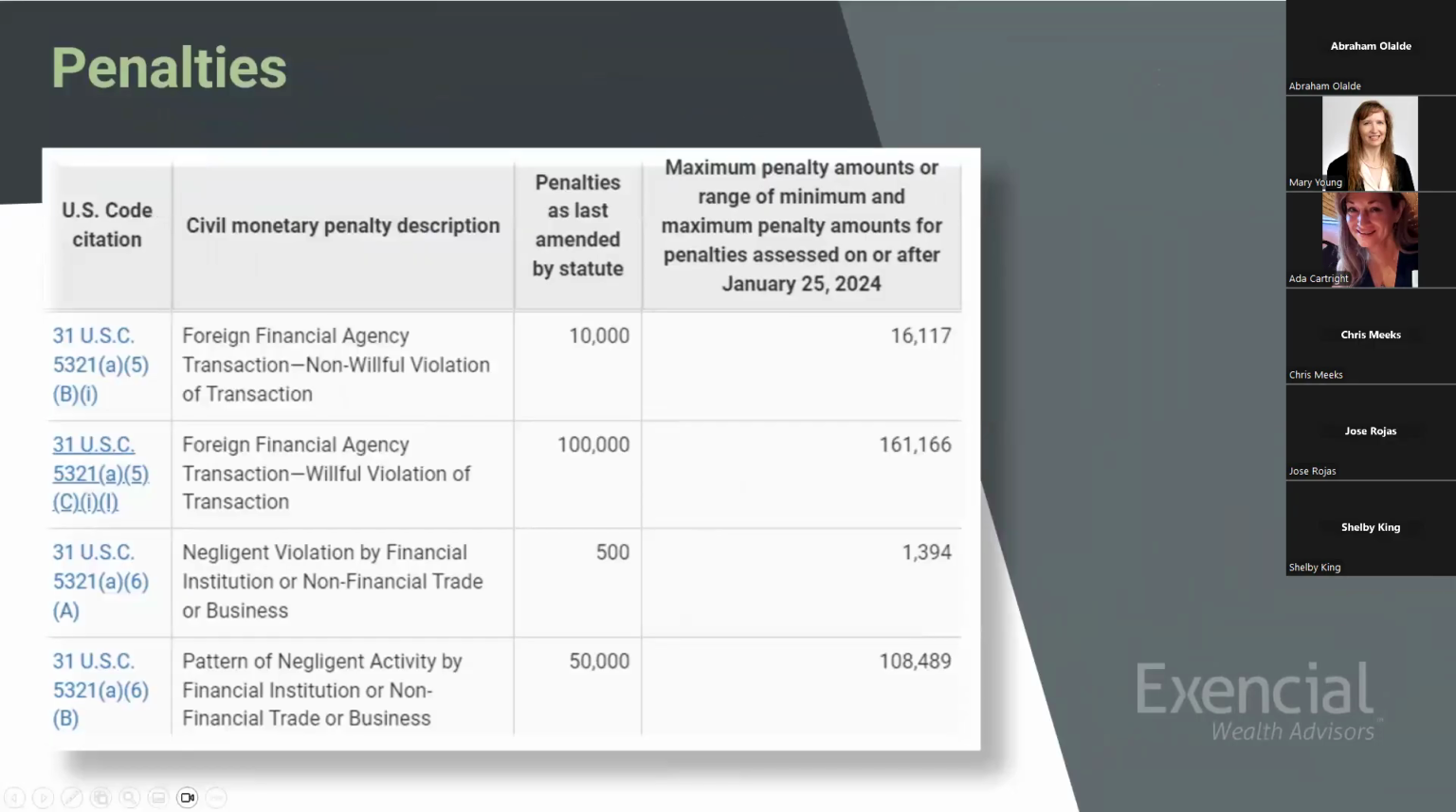Also, keep in mind that there are some heavy penalties for not being in good standing or not filing the FBARs. The penalties are $10,000 per account, and they can have a maximum penalty of $16,117 for year 2024, and this is based on a percentage of each of the accounts. So it depends on whether it's a non-willful or willful violation, or if it's just negligence.